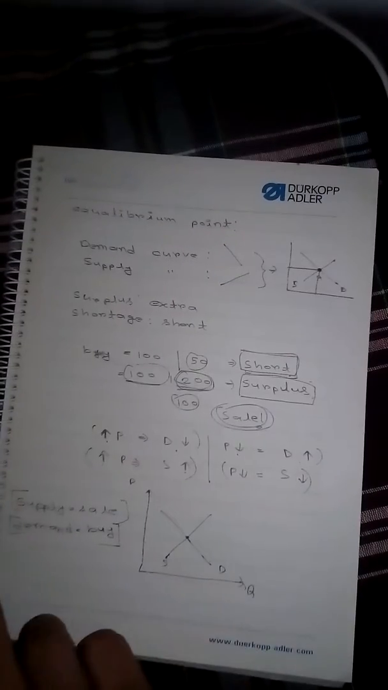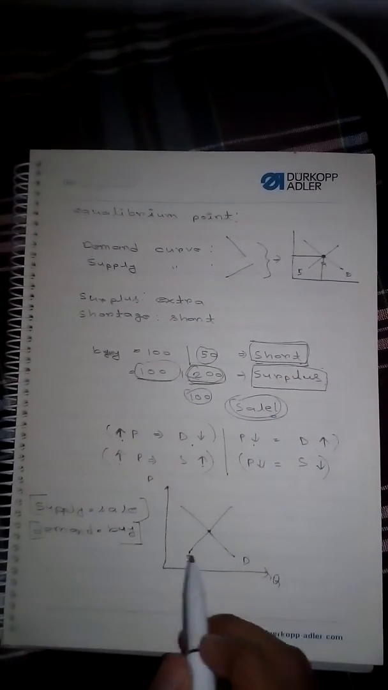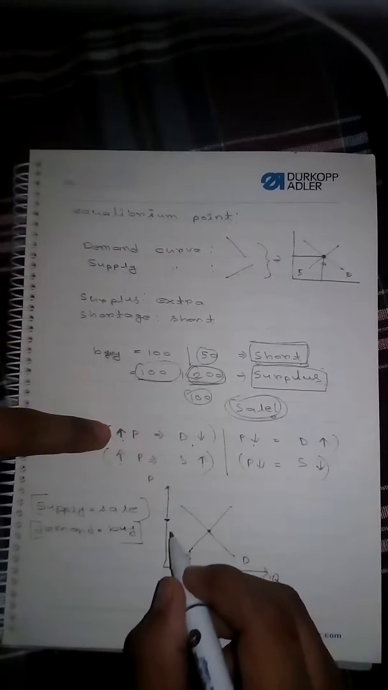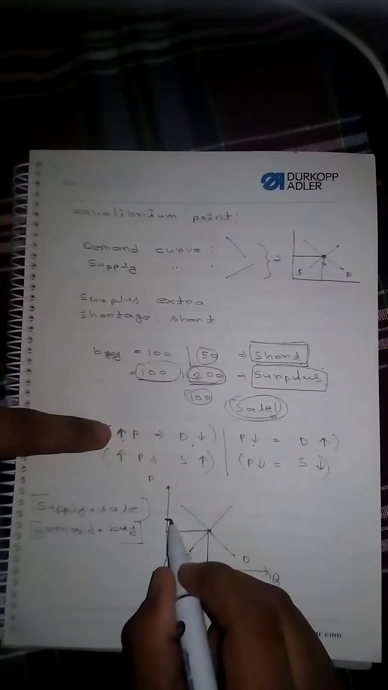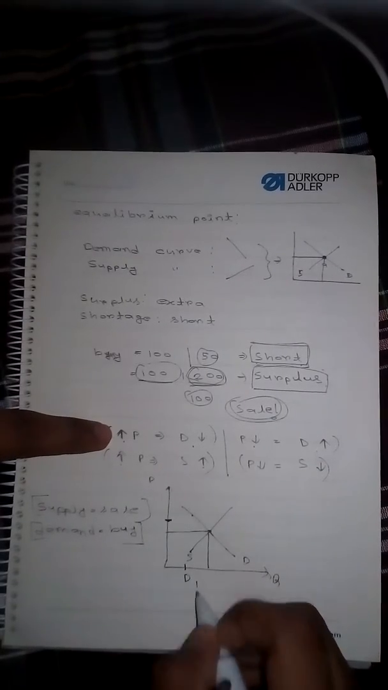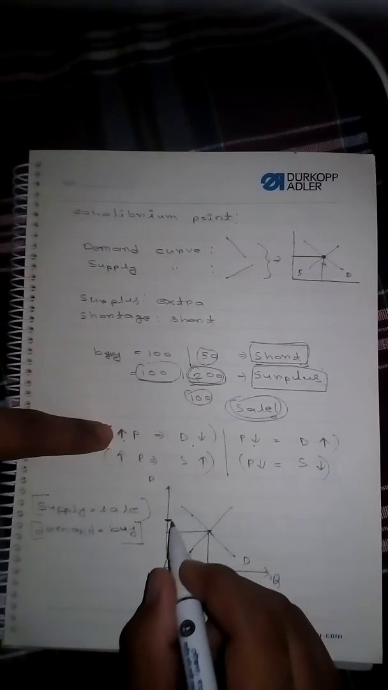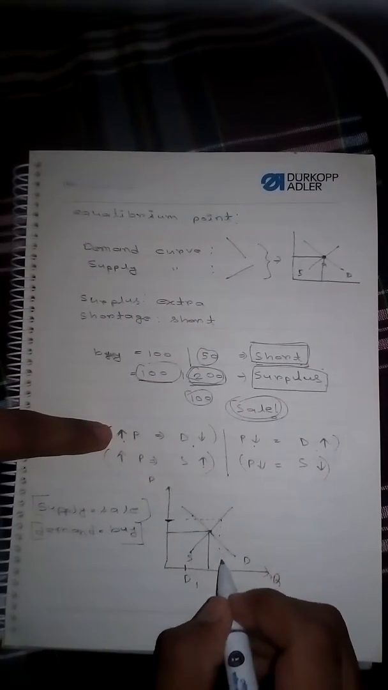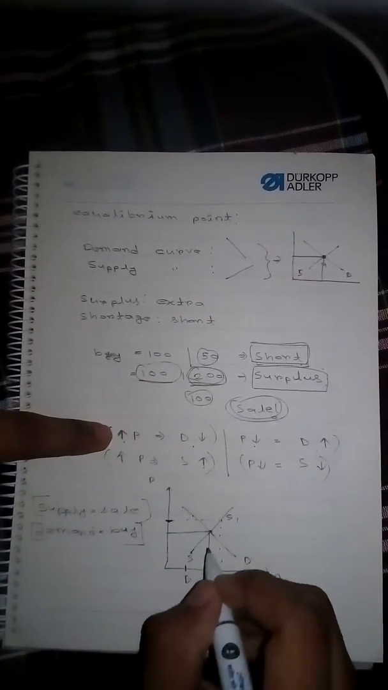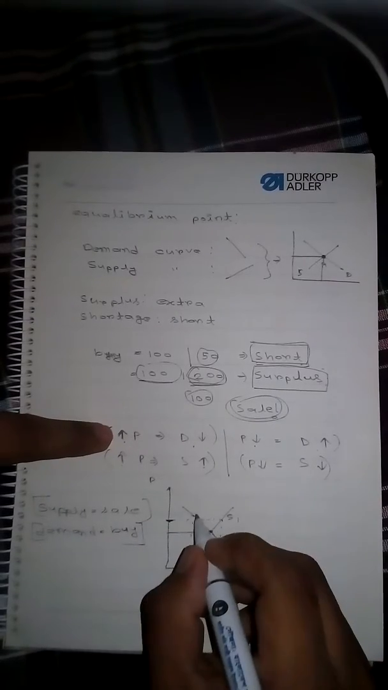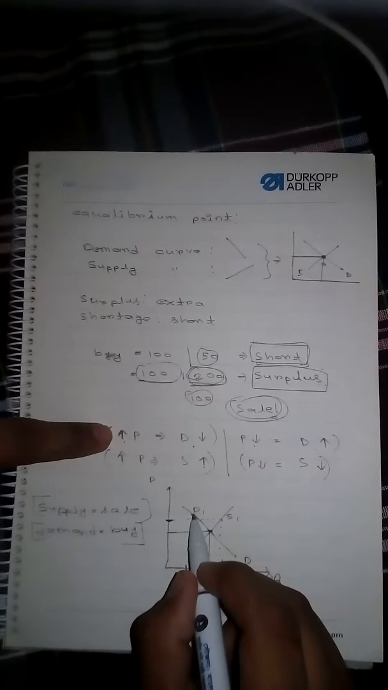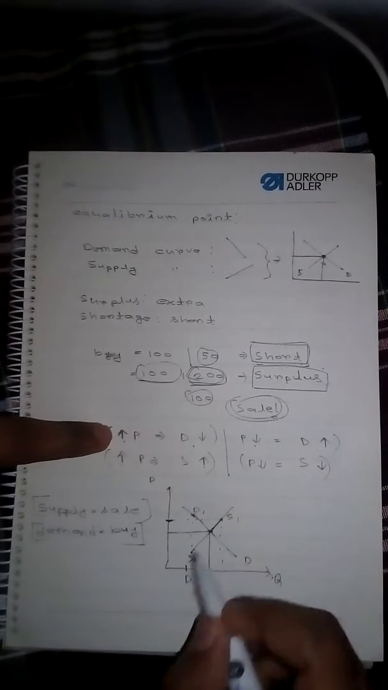So we can see from here that if the price increases from the equilibrium point, the demand will decrease, so the demand will now come to this point, and the supply will be at an increasing point. So the supply is now at this point, this is S1 and this is my D1. Demand goes from here to here, so demand decreases and the supply increases.